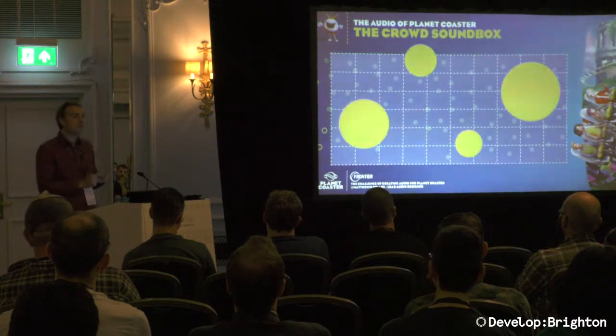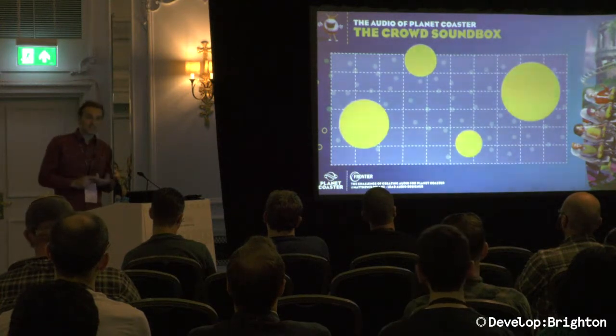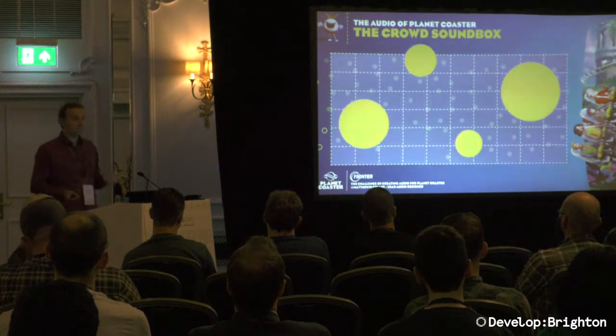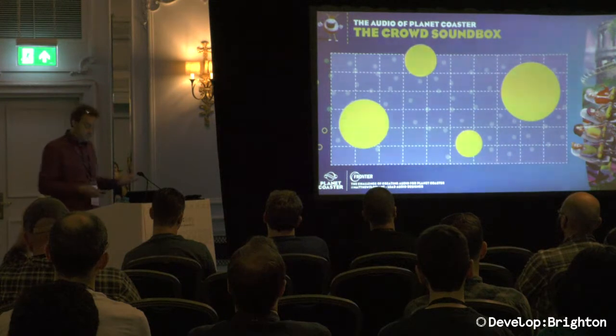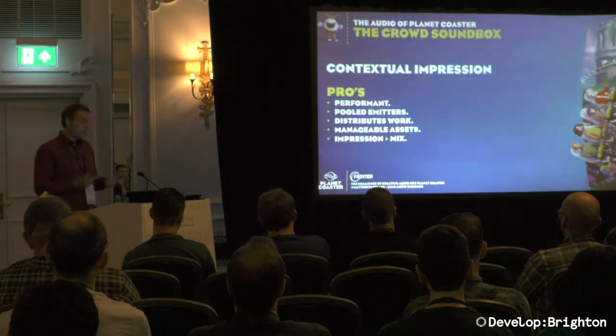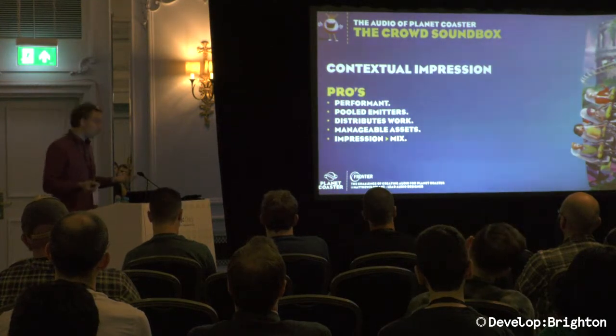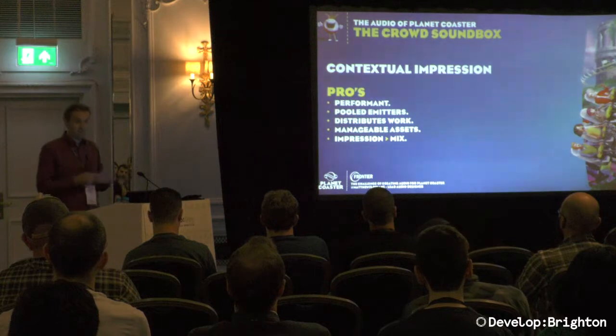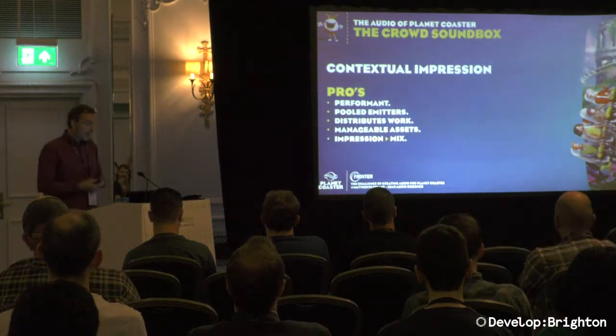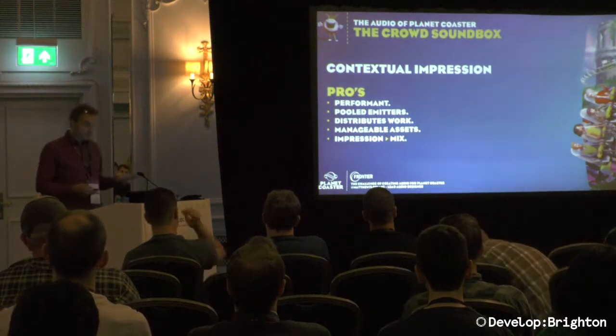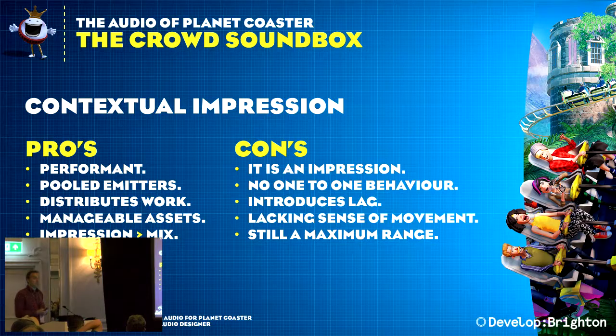So even though you're only getting information once every second, the emitters are updated every frame. So yeah, they're always a little bit out of date, but for an impression, it's really great because it's performant, and we have only 4 emitters that we need. We distribute the work over multiple frames. We have manageable assets because we're talking about an impression, so we don't need millions of lines. And it mixes really well as well. Hurrah! But there's a couple of cons.